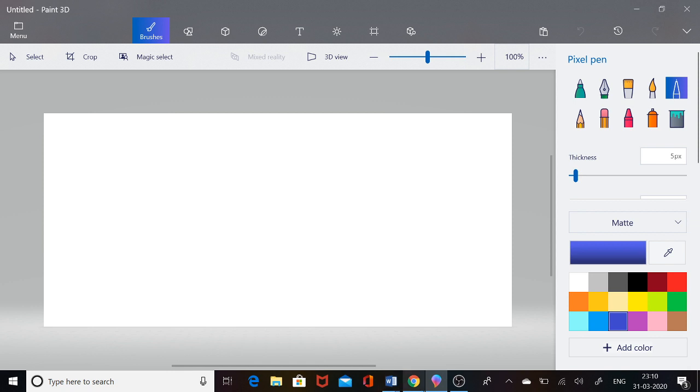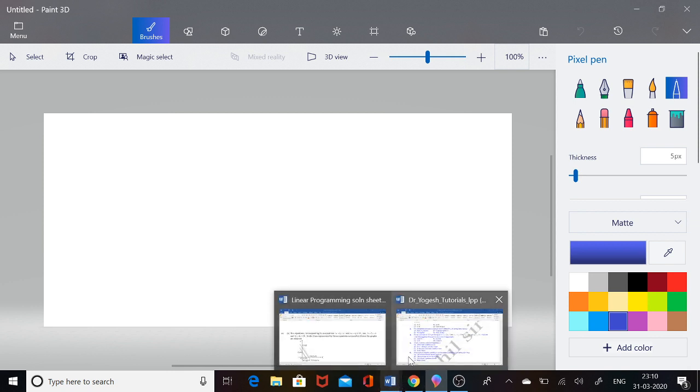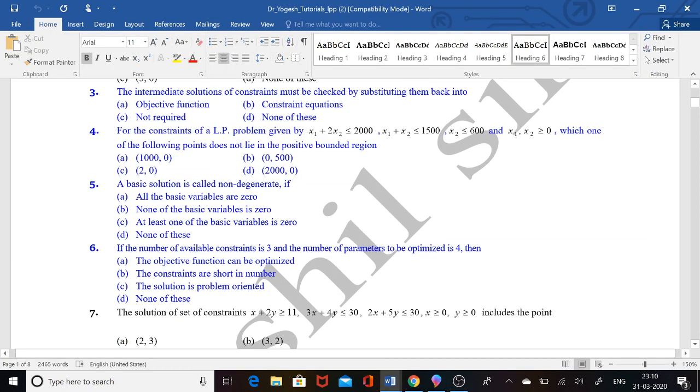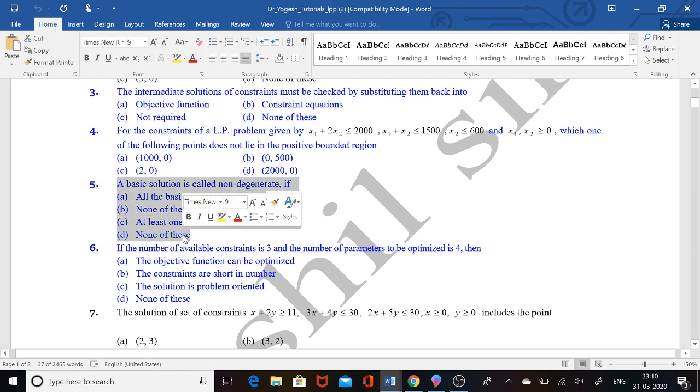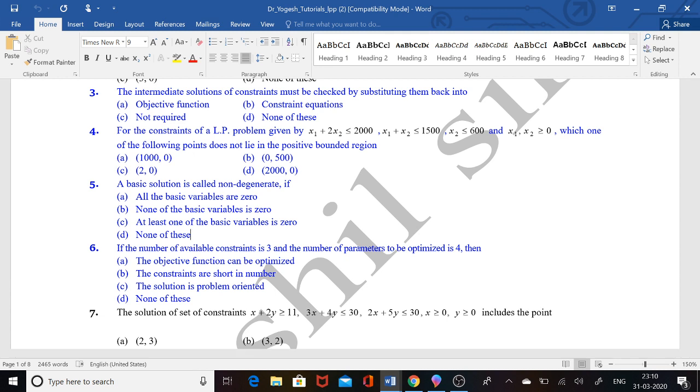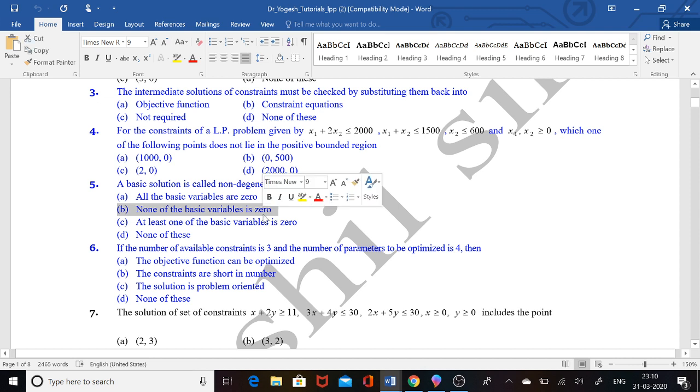Question number 5 says the basic solution is called non-degenerate if none of the basic values is 0. So this is a simple, basic, fundamental concept, and the answer for this is B: none of the basic variables is 0.